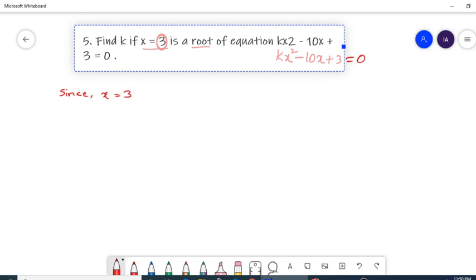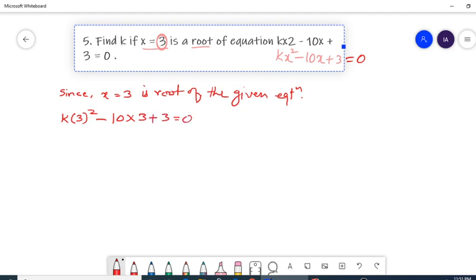x equals 3 is the root of the equation, so we can say kx square, that is k into 3 square. We are substituting 3 in the place of x. So minus 10 into x, that is 3, plus 3 equals 0.